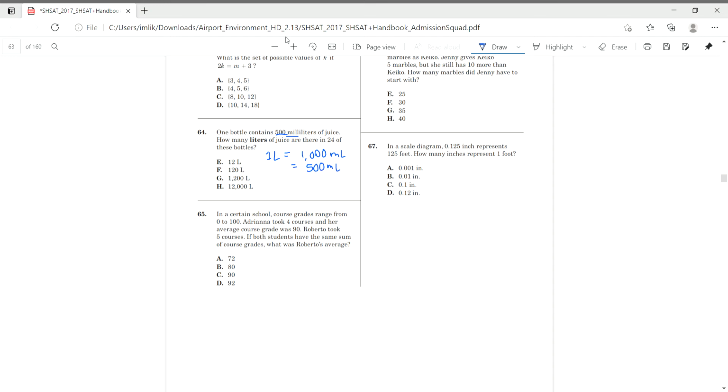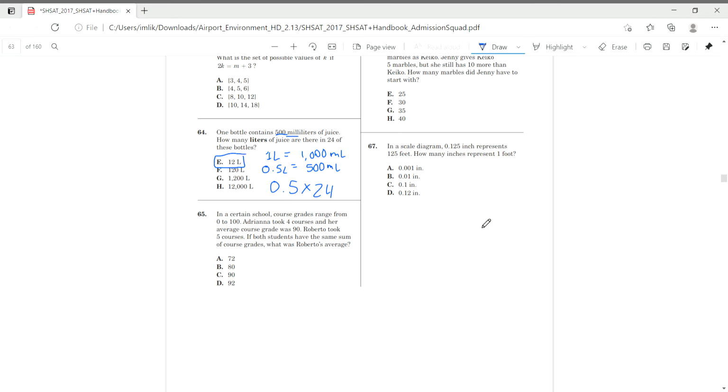Now look at this. You can notice that 1,000 divided by 2 is 500. So you know that 500 milliliters is half a liter, or 0.5 L, since if you divide this by 2, you'll get this proportion. So now we can solve. If one bottle contains 0.5 liters, how many liters are in 24 bottles? We can do 0.5 times 24, which is equal to 12. So 12 liters are going to be in the bottle.